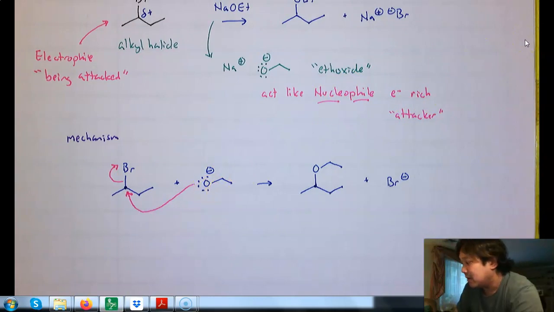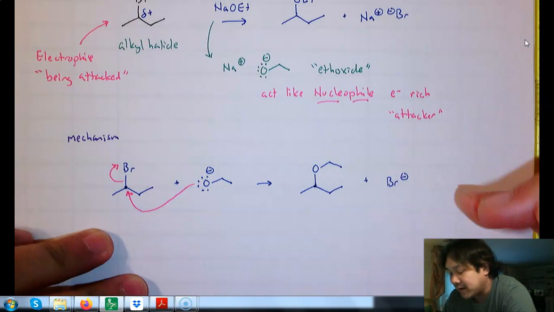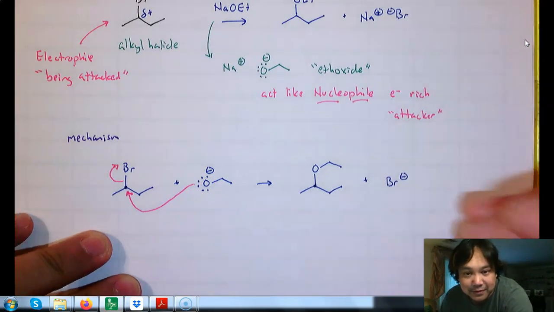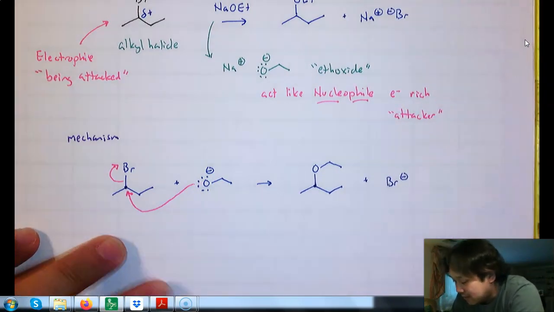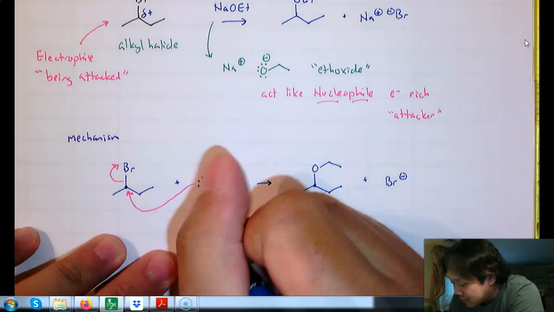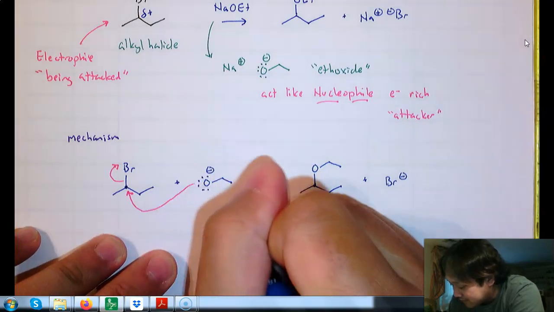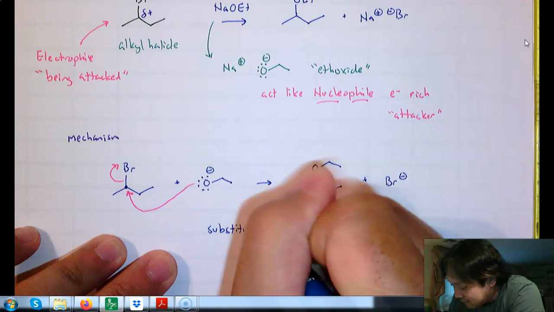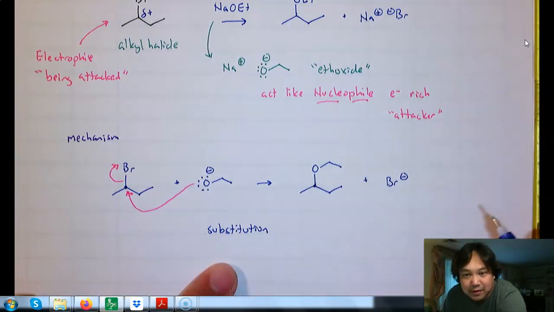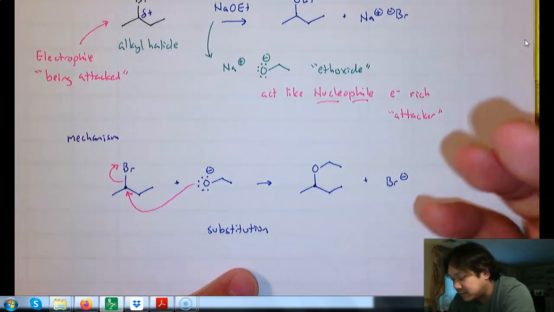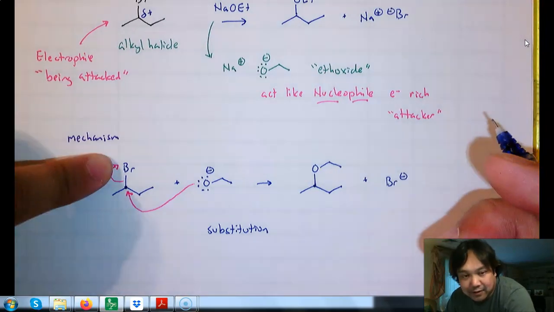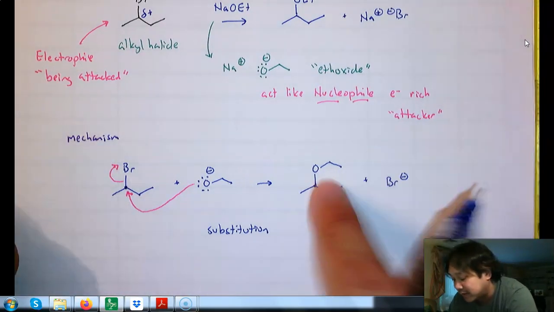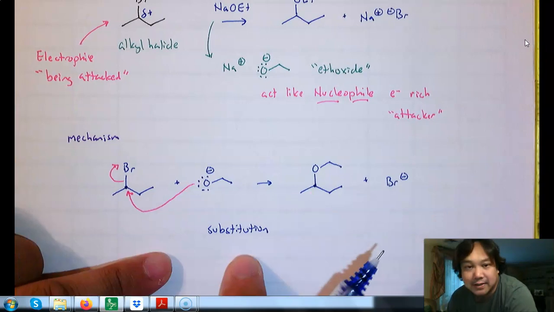Okay, I'm not going to tell you what this mechanism is called. It is definitely substitution, but it's a special type of substitution that we won't get to in this video. It's a substitution. You want to recognize substitutions because the halide left and you replaced it with something else. That's how you're going to recognize a substitution.